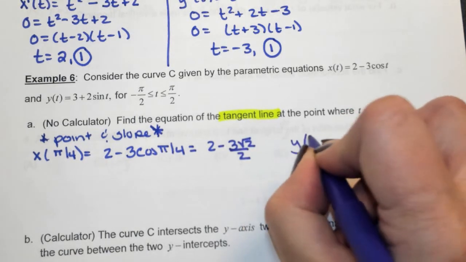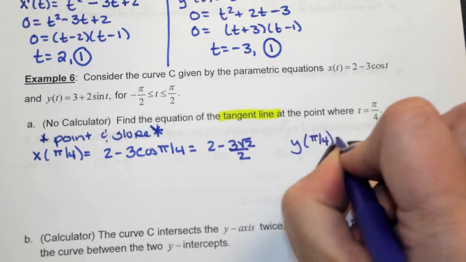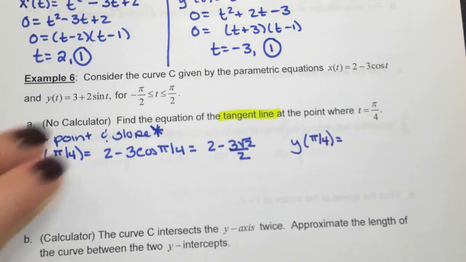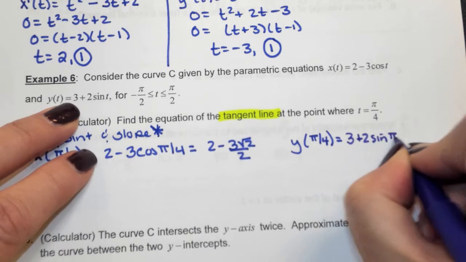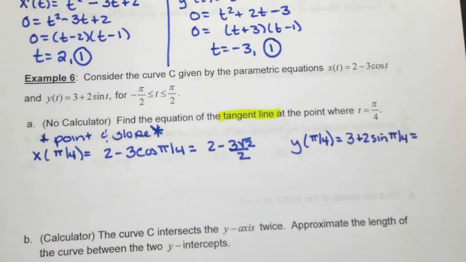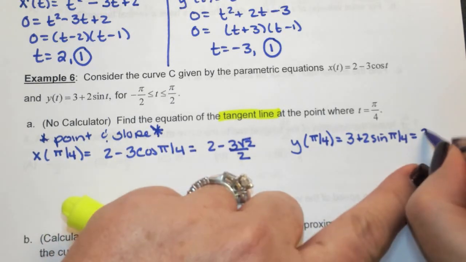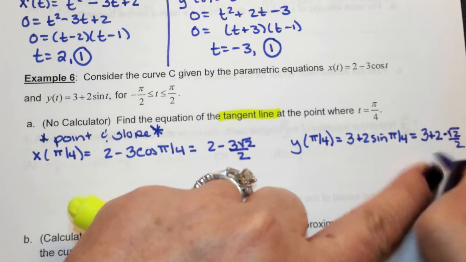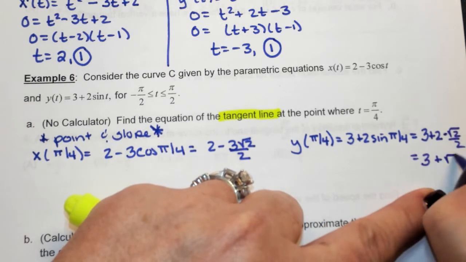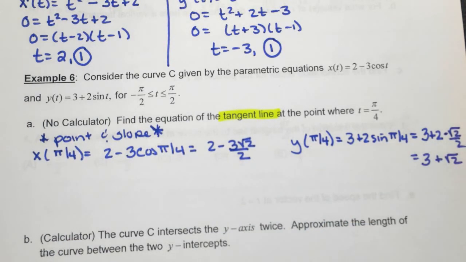So now I have to find the y-coordinate. So plug pi over 4 into the y equation. So 3 plus 2 times the sine of pi over 4. Sine of pi over 4 is also going to be what? Square root 2 over 2. So 3 plus 2 times square root 2 over 2 is going to give me 3 plus square root 2. Yes, they're not pretty x and y coordinates.